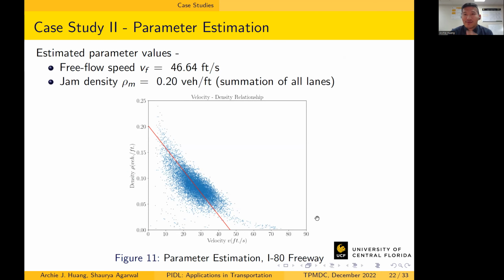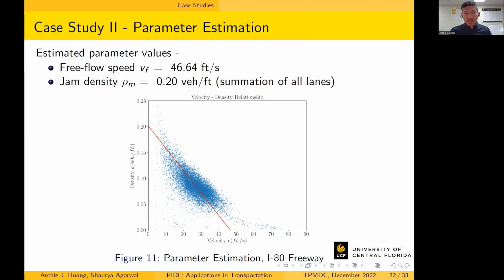Oh, sorry, before doing that, because this is a realistic data set, we need to first estimate the free flow speed and jam density. Here we use linear regression to get a sense of what my v_f value should be and what my rho_m value should be. I do want to point out that rho_m here, 0.2 vehicles per foot, seems a relatively high value. That's just because this is a freeway, so that's the summation of all lanes. The majority of this road segment has 4 lanes, 5 lanes.